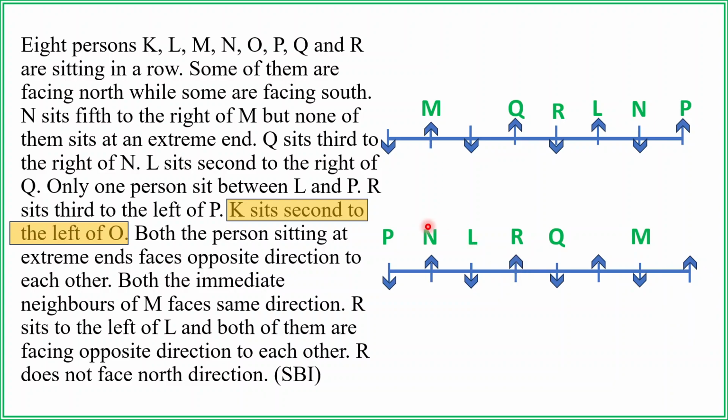Now let's come back to the highlighted part. K sits second to the left of O. See, only two places are left vacant and we have two people, K and O. So we will place O here, because K is second to the left of O, and second to the left of O is this position. So we are going to place K here.